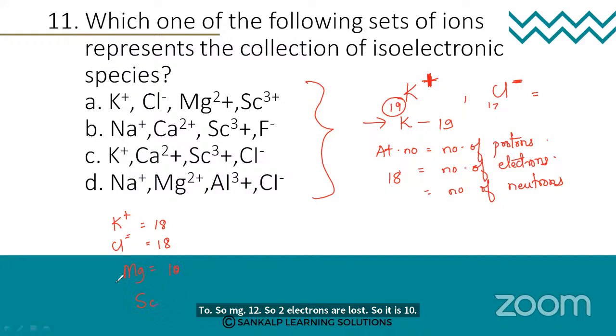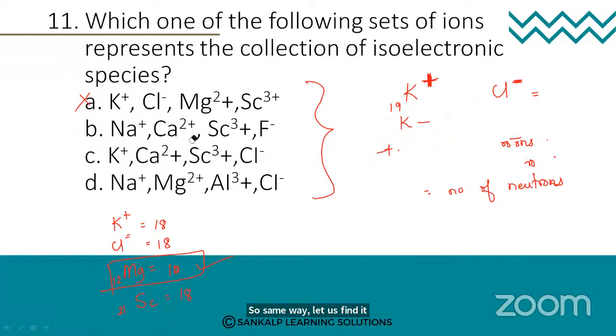Scandium is 21. So scandium plus 3 means it will be 18. Your magnesium is 10, so it does not have the same number of electrons. So the first option is wrong. In the same way, let us find it for the next series.